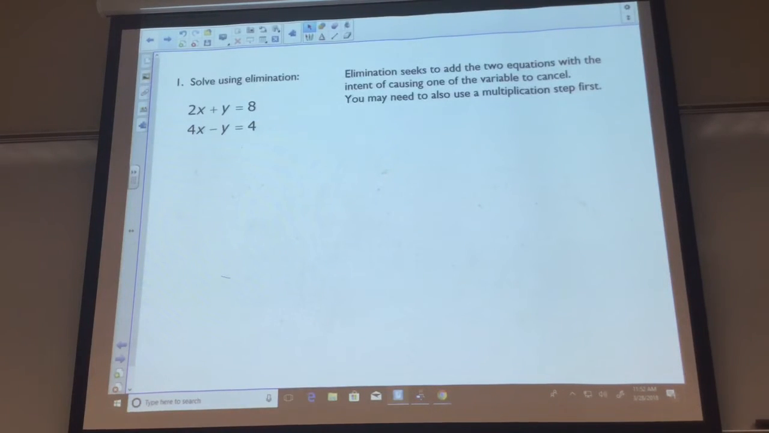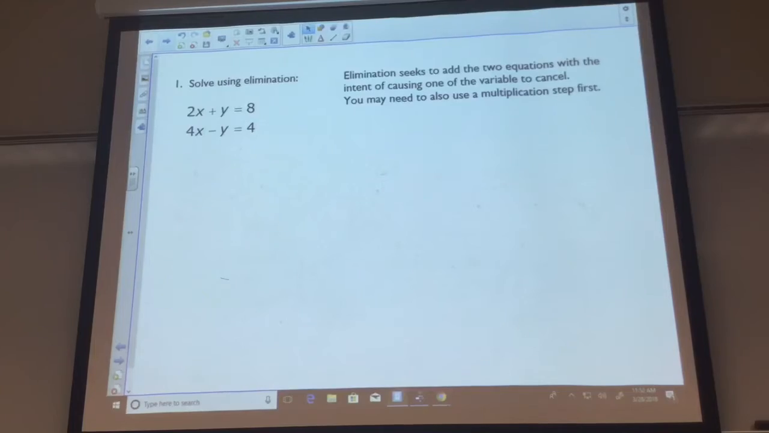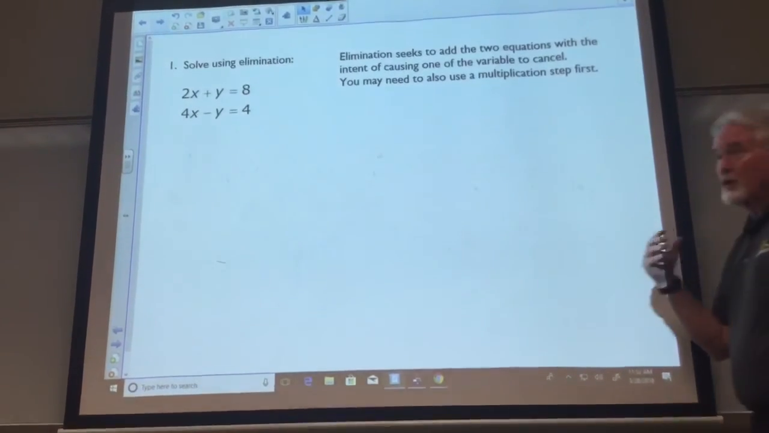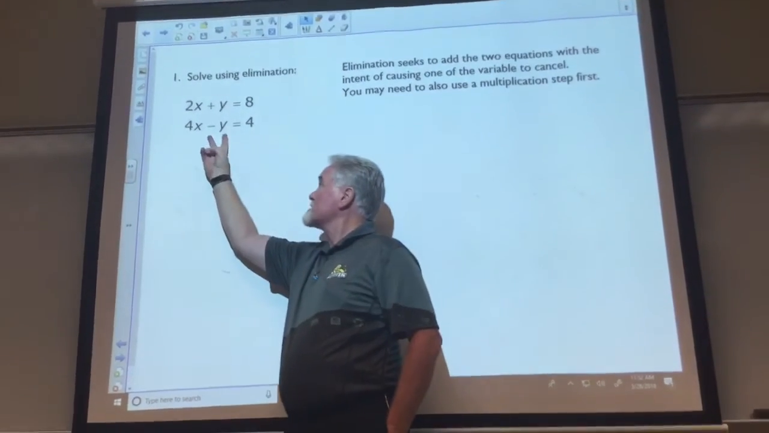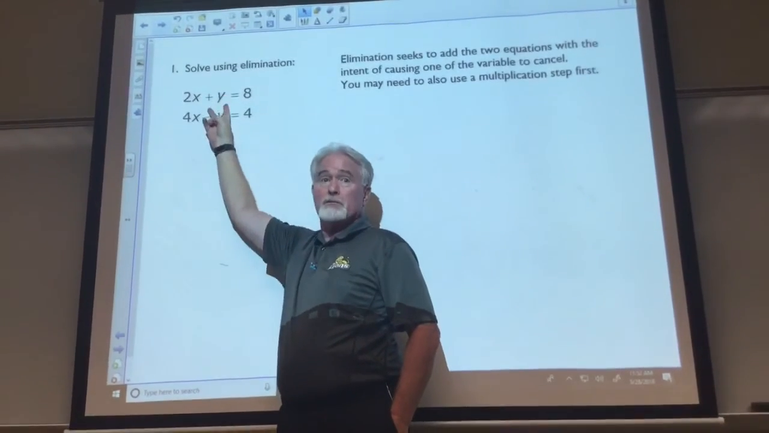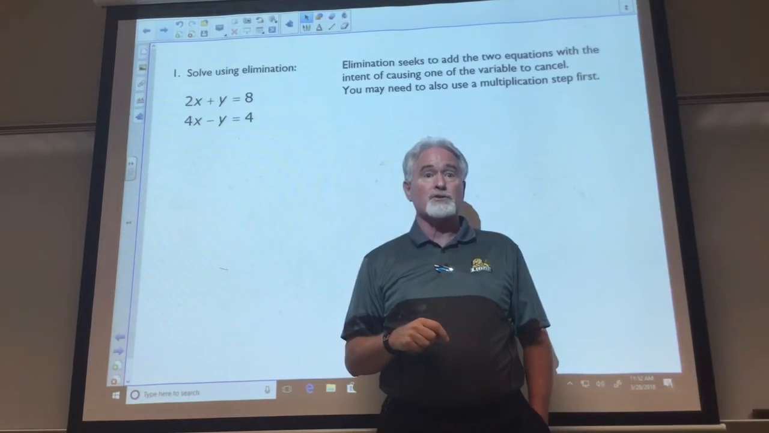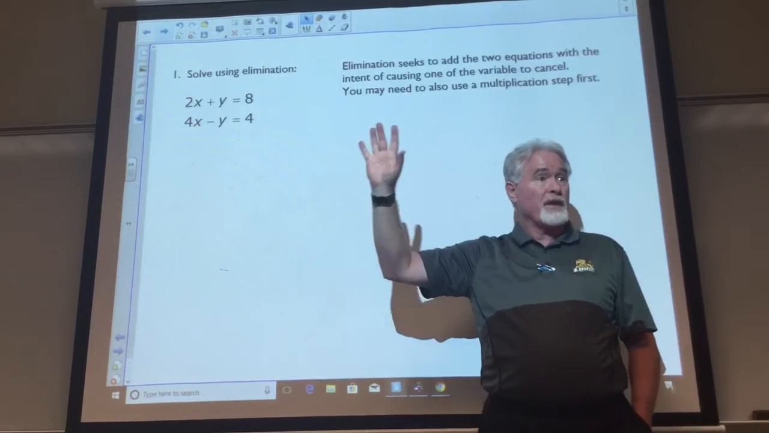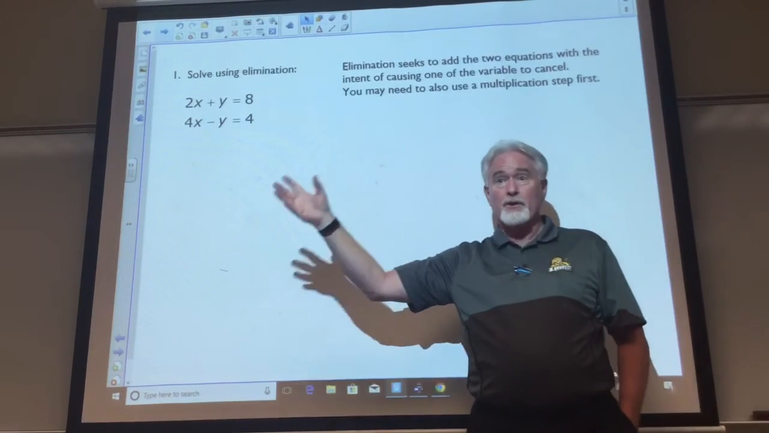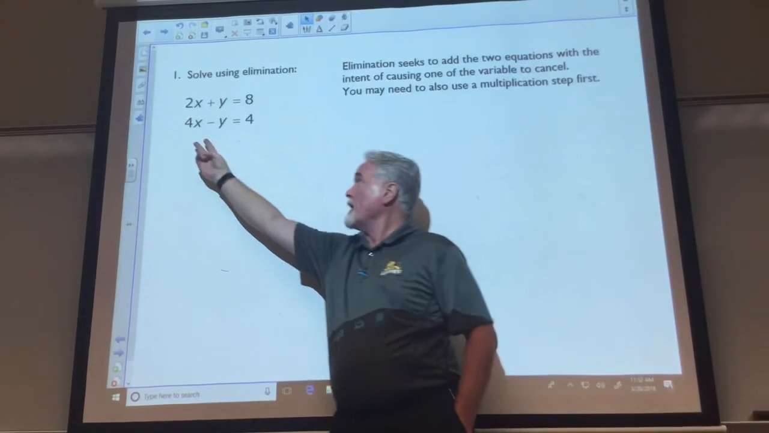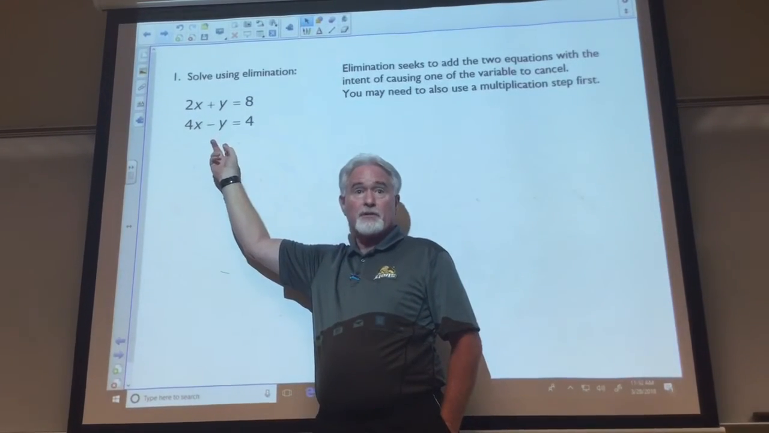Look at your equations. If your intention is to get a variable to cancel, then this is the best case scenario that you could see: having one variable already have opposite coefficients. It doesn't have to be the y variable, it could be the x variable. It doesn't have to be the first one, it could be the second one. You could have your negatives over here and not have these be different in the problem.